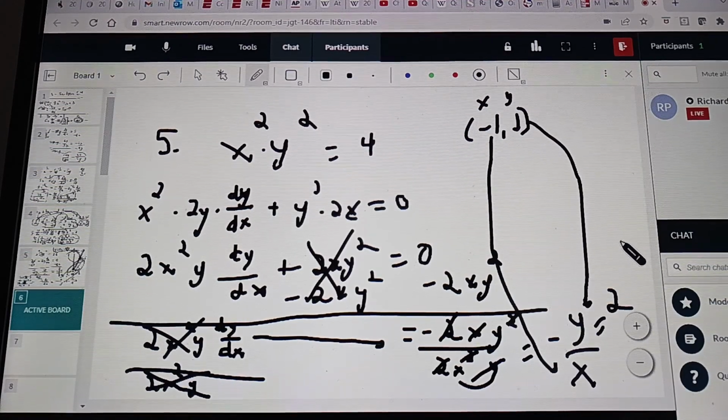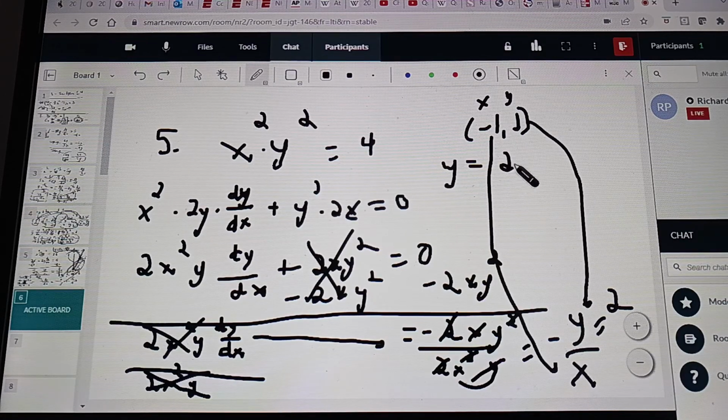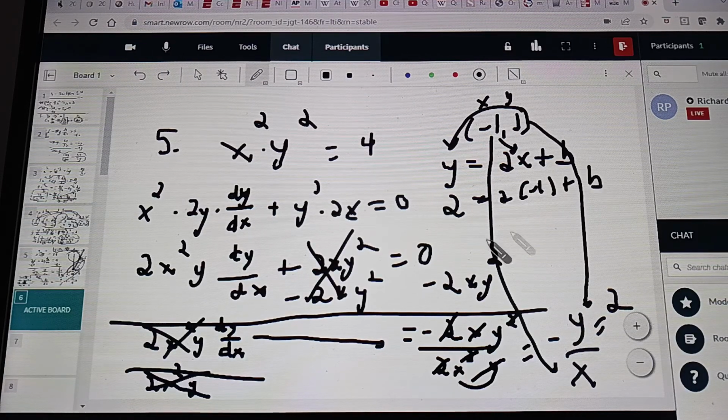So the derivative at that coordinate is 2. And therefore the slope of the tangent line at that spot is 2. And then we know half of the answer, y equals 2x plus b. Then you can temporarily plug in x and y just to find the b. So 2 equals 2 times -1 plus b. That's -2. Add 2 to both sides. b equals 4.